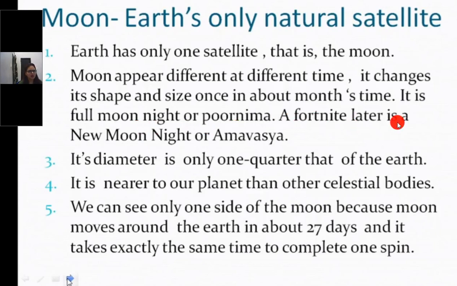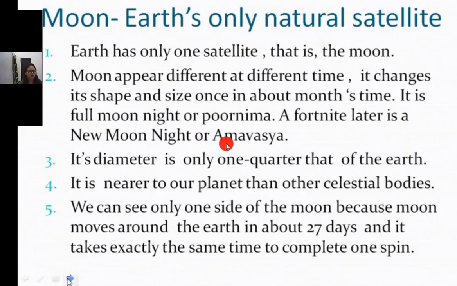Its diameter is only 1/4 that of the Earth. It is nearer to our planet than other celestial bodies. When you look at other celestial bodies, the moon is the nearest to our planet.